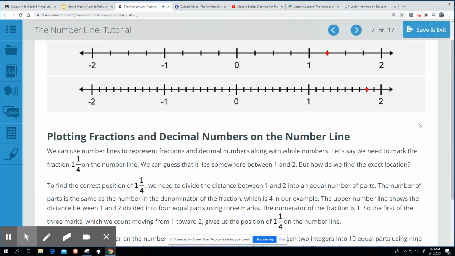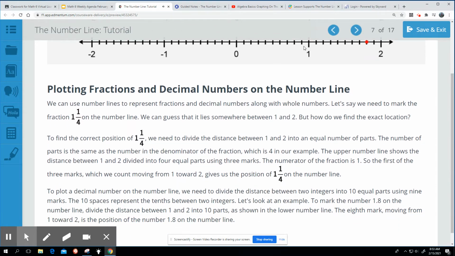To find the correct position of 1 1/4, we need to divide the distance between 1 and 2 into an equal number of parts. The number of parts is the same as the number in the denominator of the fraction, which is 4 in our example. The upper number line shows the distance between 1 and 2 divided into 4 equal parts using 3 marks. The numerator of the fraction is 1, so the first of the 3 marks, which we count moving from 1 toward 2, gives us the position of 1 1/4 on the number line.